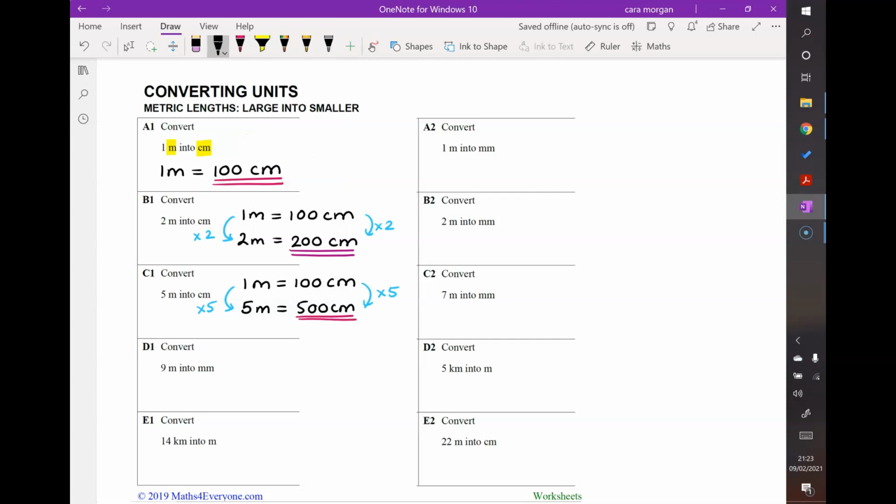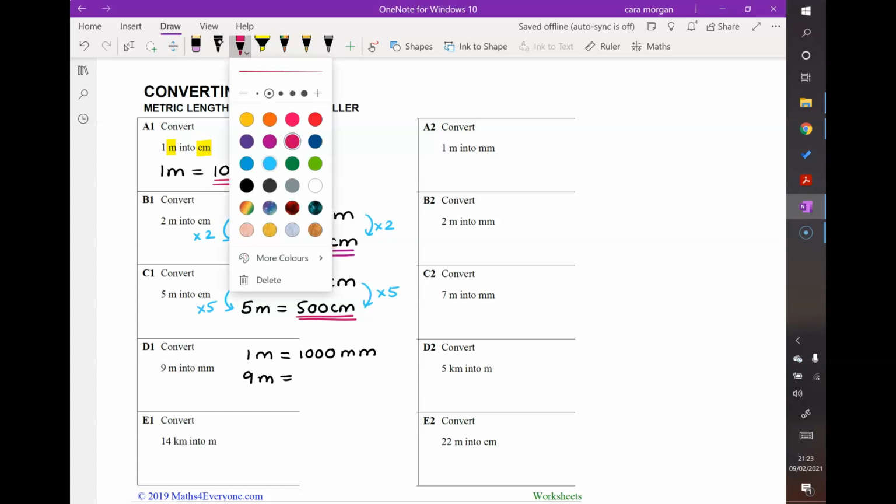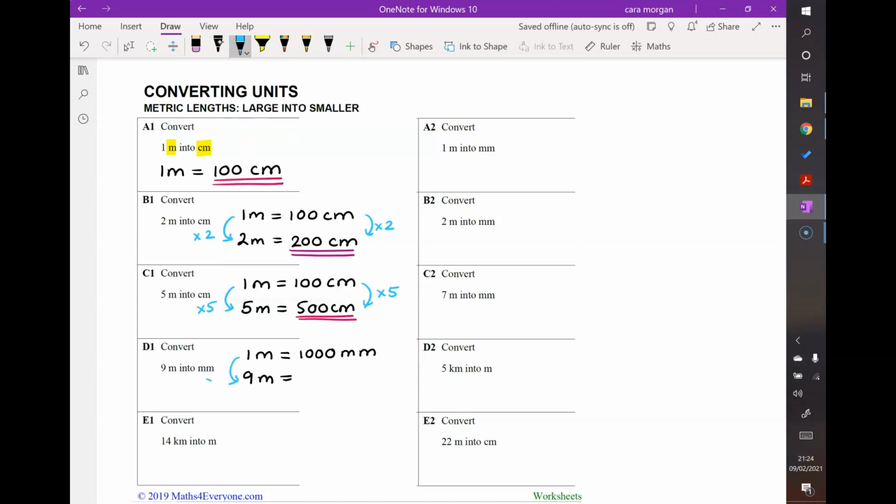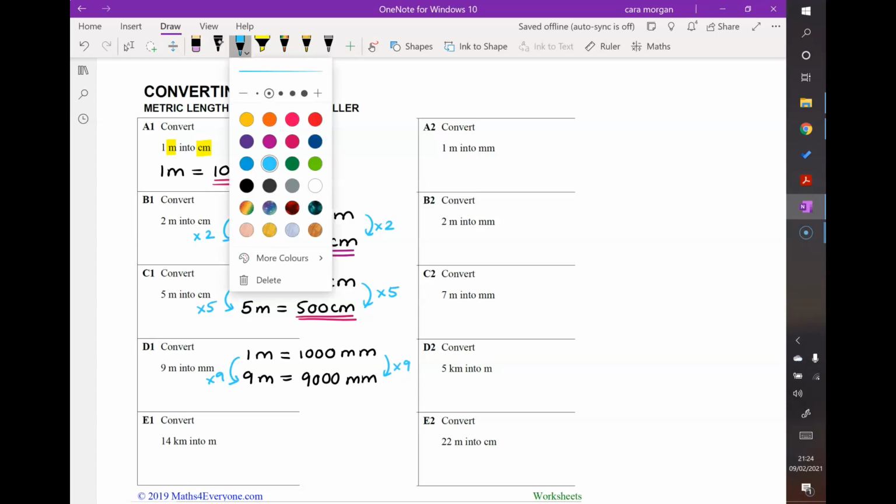Next, I've got to convert 9 metres into millimetres. Probably the easiest way of doing this is to remember that 1 metre is 1,000 millimetres. Well, that must mean that 9 metres is going to be 9 times as big. So I'm just going to multiply both sides by 9 and get 9,000 millimetres.